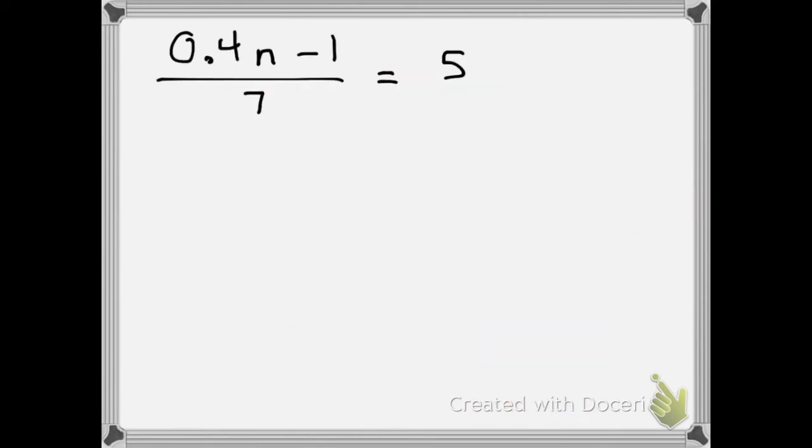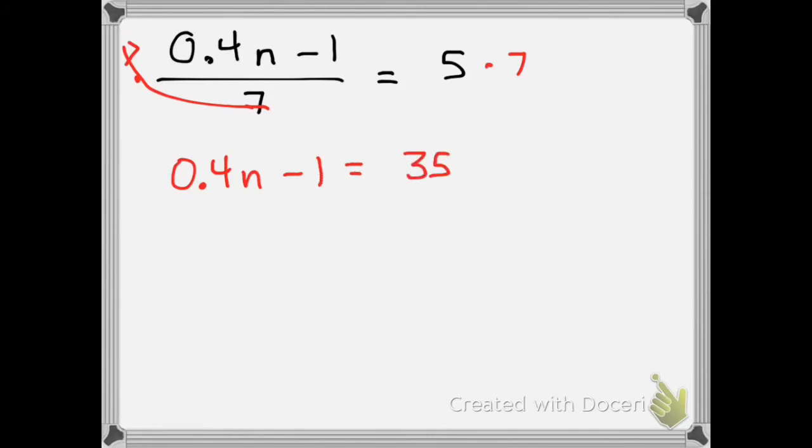This particular problem is much different from what we saw before because now we're dealing with a denominator of 7. So we want to somehow get rid of the 7. Technically this is a fraction, but it also works as a division problem. So we're going to multiply by 7, and if we do it to that side, we do it to this side as well. So now we're left with 0.4n minus 1 equals 35.